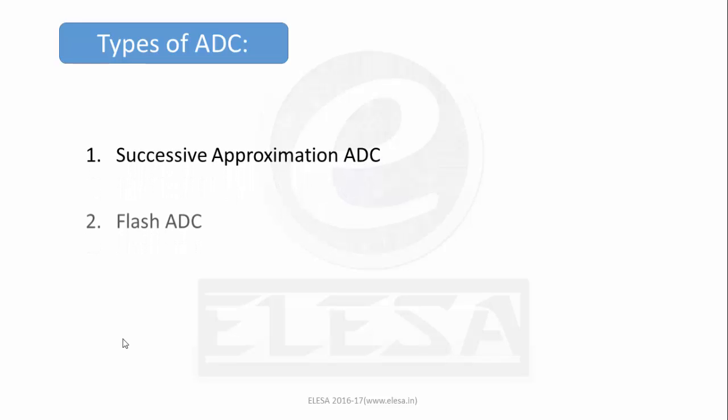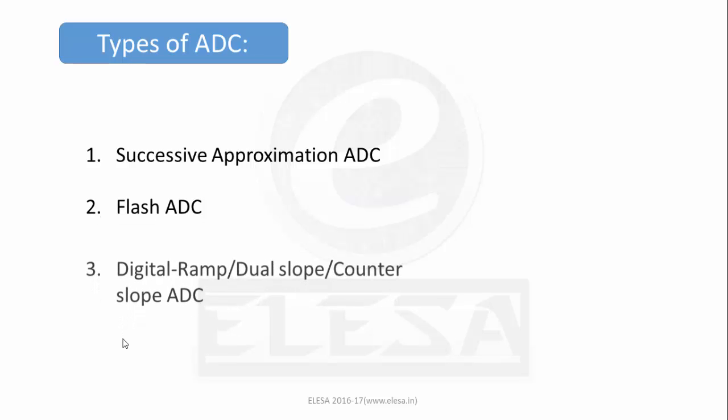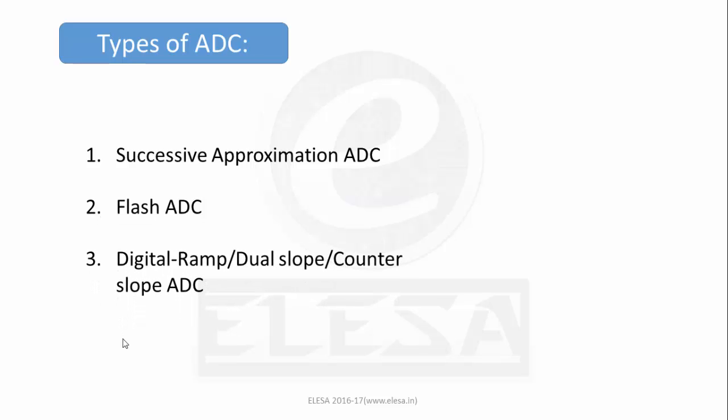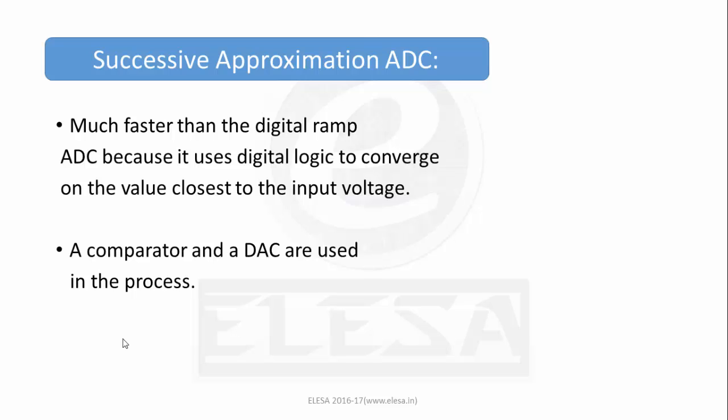So the next point is the types of ADC. After characteristics, we'll think obviously about the types of ADC. The first one is the successive approximation ADC. Next is flash ADC. Third one is digital ramp or dual slope ADC. Successive approximation ADC is popular because of its faster speed.